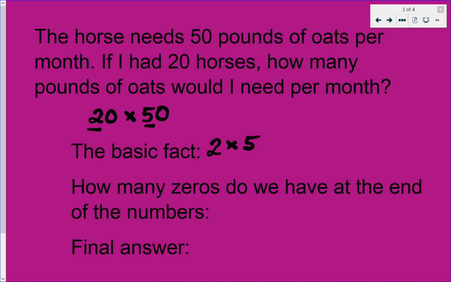Now, how many zeros do we have at the end of the numbers? I have 1 and 2. I have 2 zeros at the end. So the final answer would be 2 times 5 equals 10. So I put my 10 down there, and then I have 1, 2 zeros, so I put the 2 zeros at the end. We're learning this in the more mental math idea. We're not doing 2-digit times 2-digit multiplication and all the other math that goes with that. We're just looking at how we can do this with more of a mental math process.